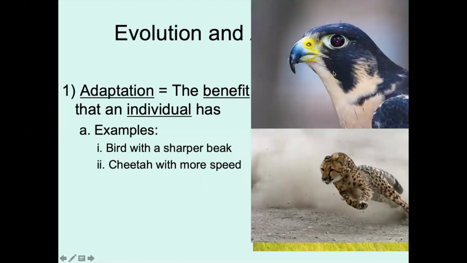Other examples, this hawk or falcon, I think it's a falcon, has a very sharp beak. That is an adaptation. It also has telescopic eyes. It can see very far away. That is an adaptation that helps it survive. It can fly. That's an adaptation.